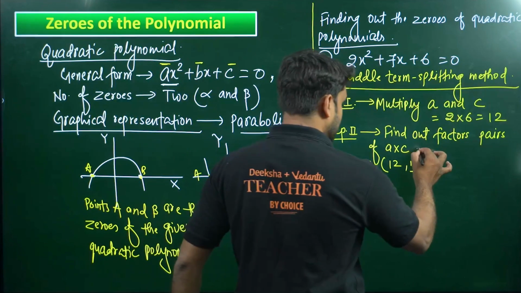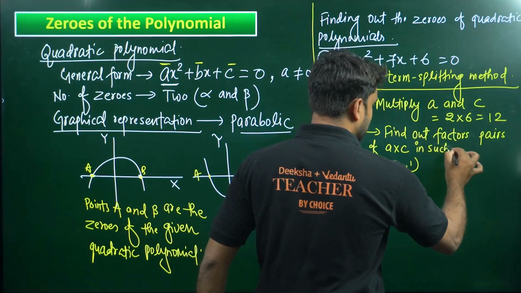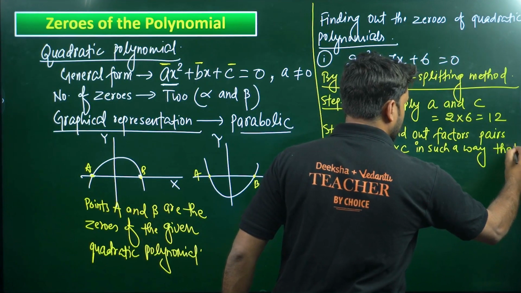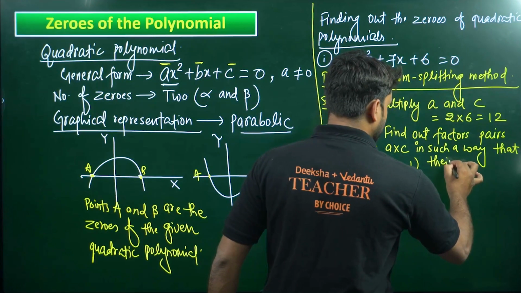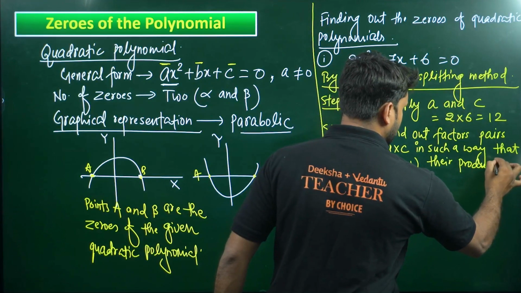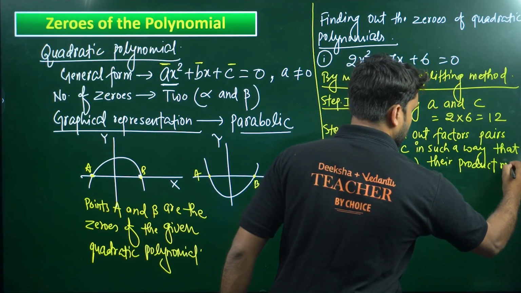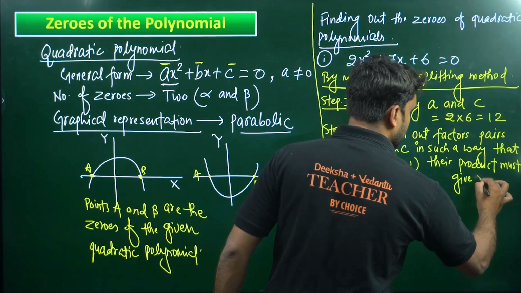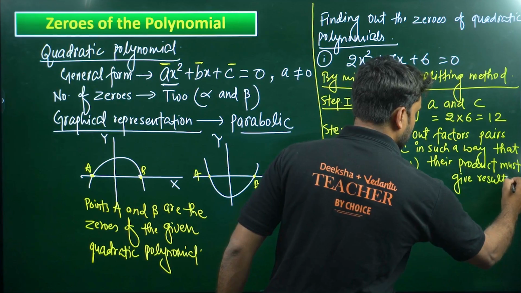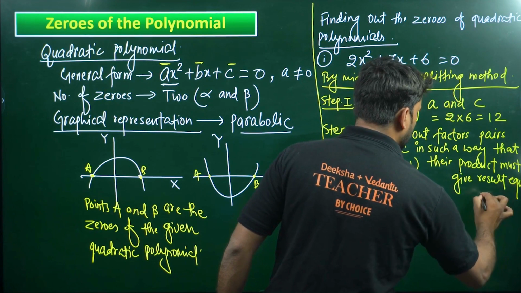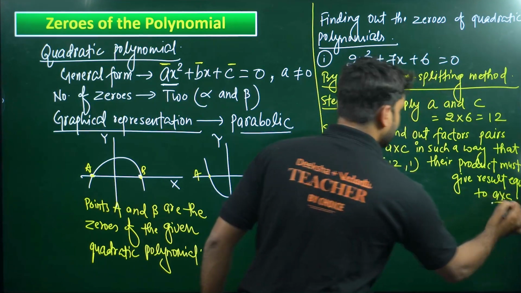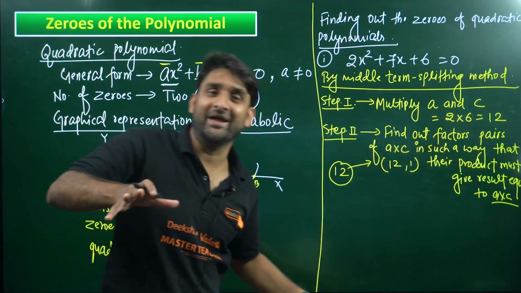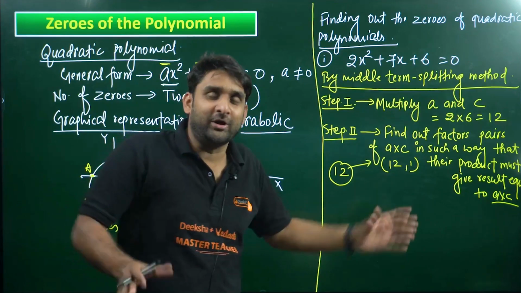in such a way, let me complete this statement, in such a way that their product must give a result equal to A cross C. So you have to find the factor pairs for A cross C, which is 12, in such a way that the pair you have written, their product also should be 12.